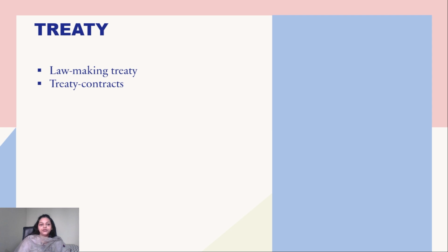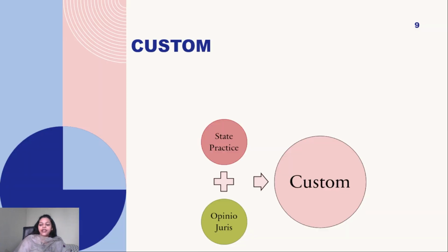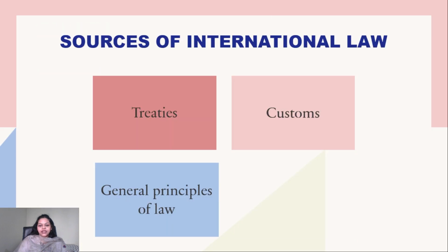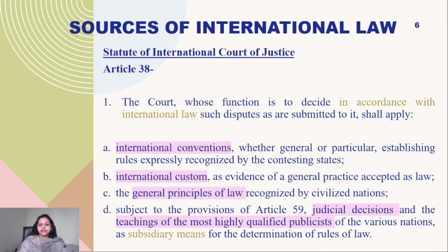Now let us move to custom. When we talked about custom, when I read Article 38 Clause 1, Subclause B talks about custom, while Subclause A talks about international convention. When I read out the provision on custom, it said international customs which are observed by the states, which have the force of law, right? So let us go back to this and see. Yes. International custom as evidence of general practice accepted as law, right?